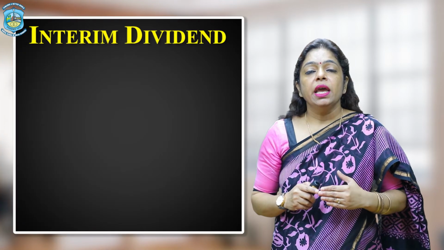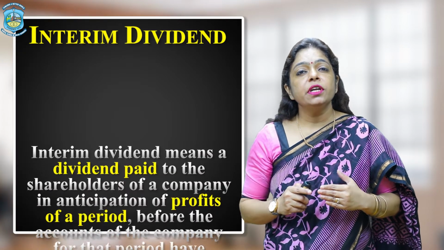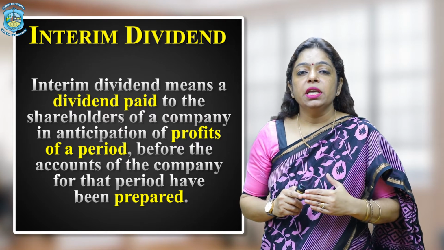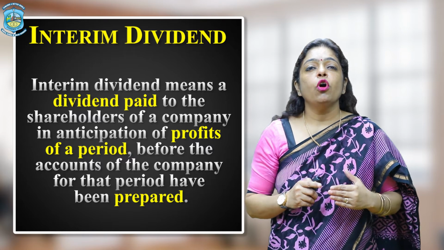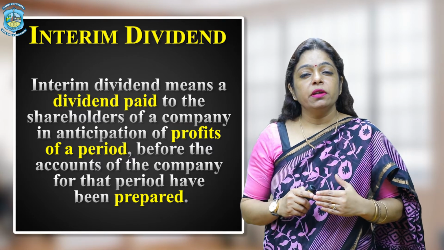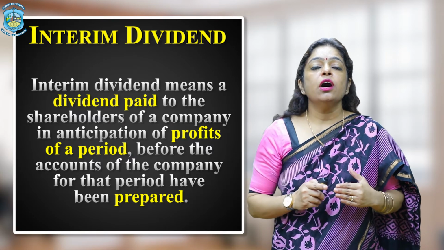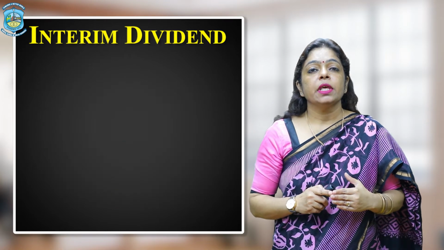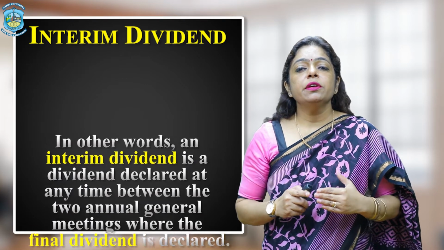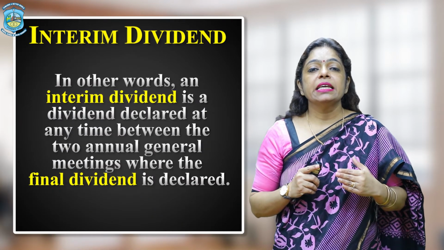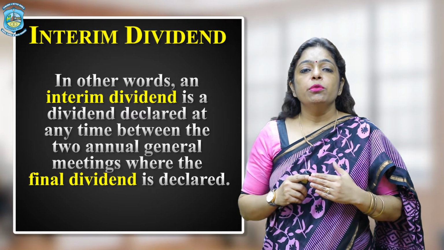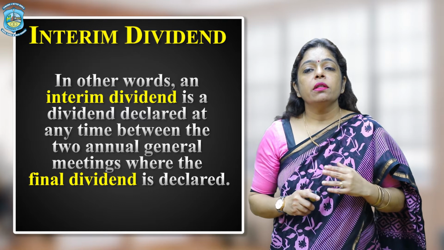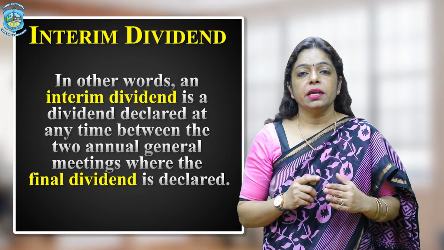Interim dividend. Interim dividend means a dividend which is paid to the shareholders of a company in anticipation of profits of a period before the accounts of a company for that period have been prepared. In other words, an interim dividend is a dividend which is declared at any time between the two annual general meetings where the final dividend is declared.